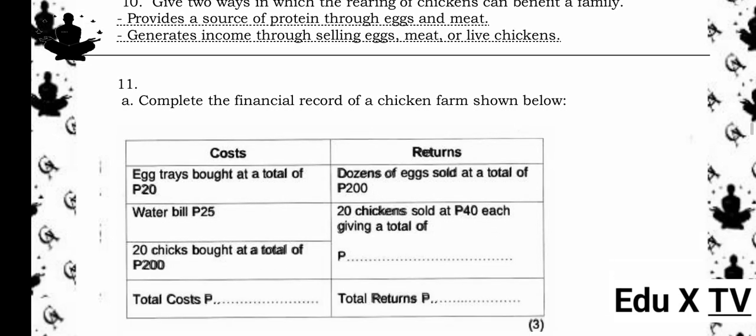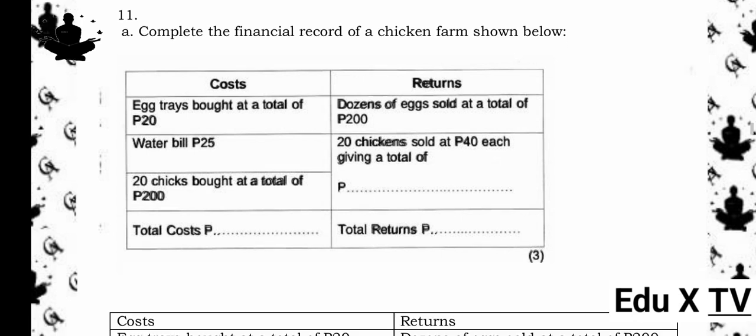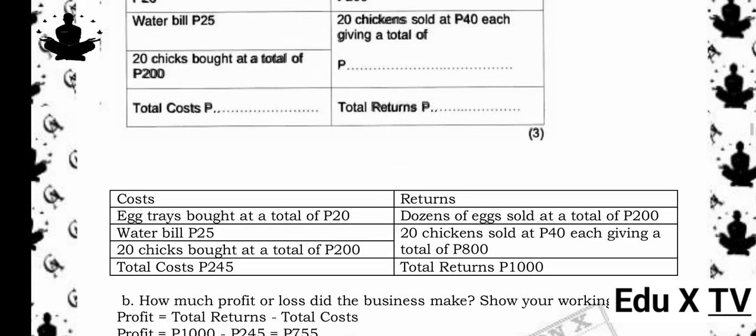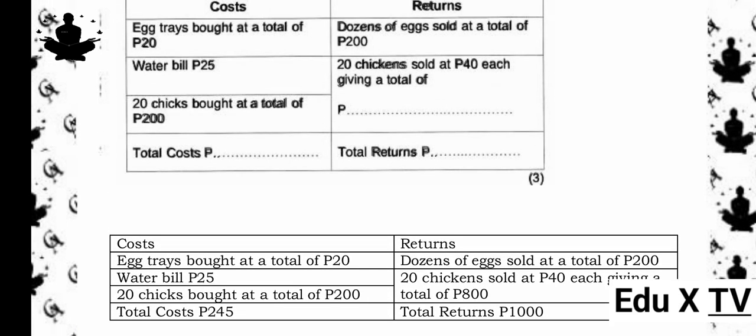11. A. Complete the financial record of a chicken farm shown below. Costs. Returns. Egg trays bought at a total of 20 pula. Dozens of eggs sold at a total of 200 pula. Water bill 25 pula. 20 chickens sold at 40 pula each giving a total of 800 pula. 20 chicks bought at a total of 200 pula. Total costs 245 pula. Total returns 1000 pula.